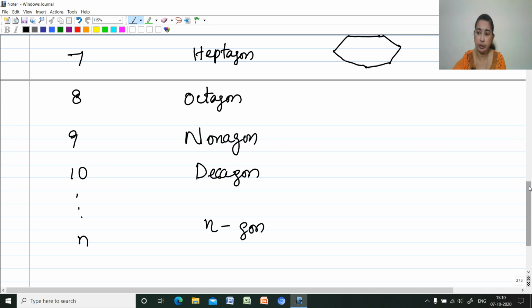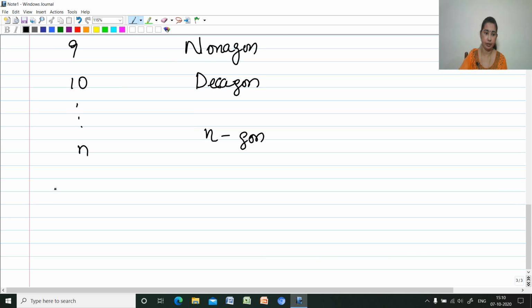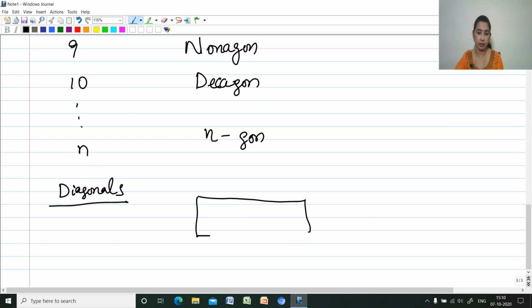And next is about diagonals. What is a diagonal? I am drawing a rectangle here. What do you call a diagonal? A diagonal means the line joining two non-consecutive vertices.